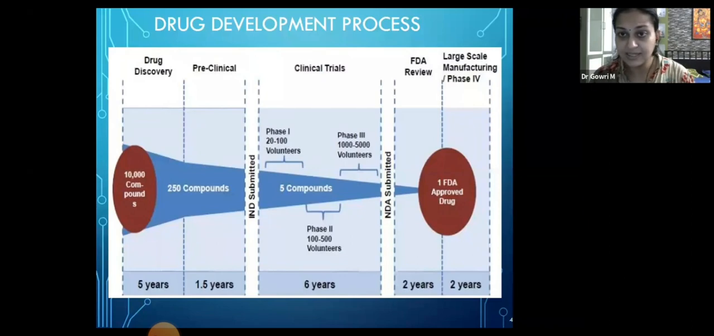So first, in the analytical studies itself, we will see that if the anti-hypoglycemic or anti-hyperglycemic ingredients are not present, such drugs will be eliminated there itself. Then we move on to the animal studies.